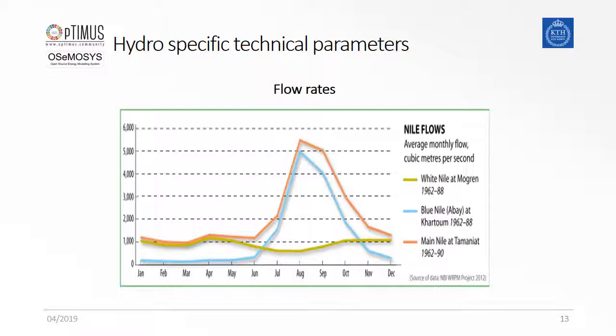The graph shown indicates the flow rates of the Nile River. In yellow, the White Nile. In blue, the Blue Nile. And in orange, the main Nile.